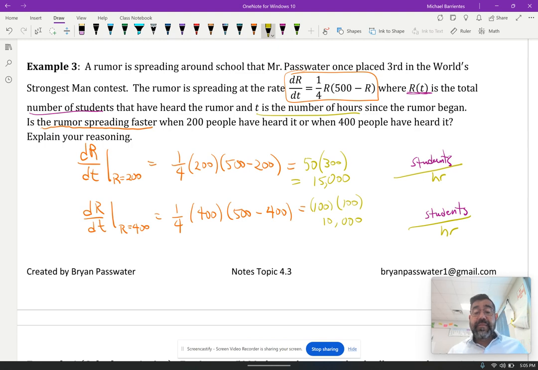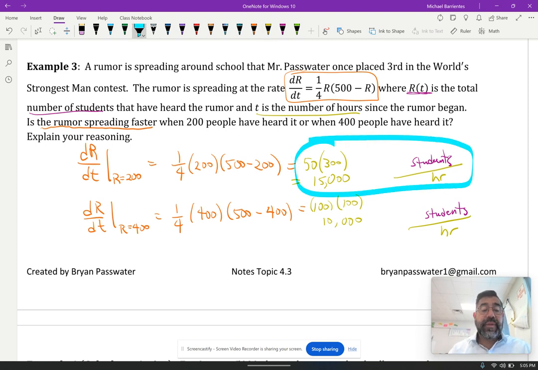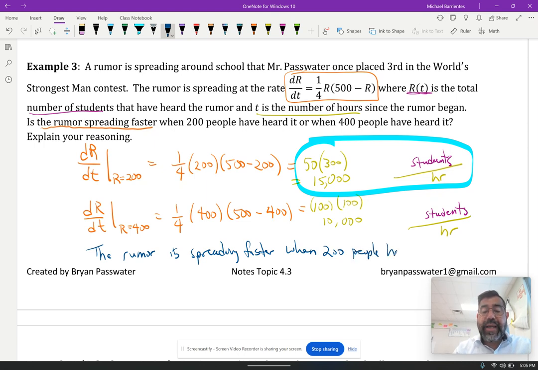And when I compare these, the faster rate would definitely be here. So we can say that the rumor is spreading faster when 200 people have heard it, and I'll write it down.